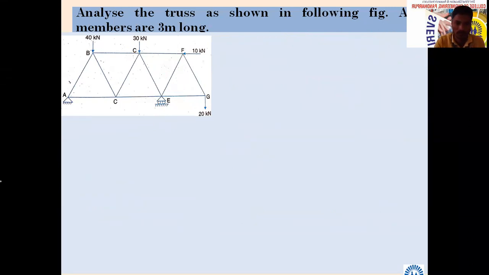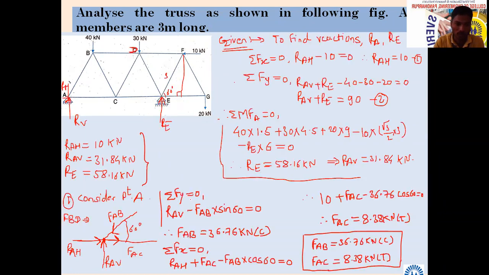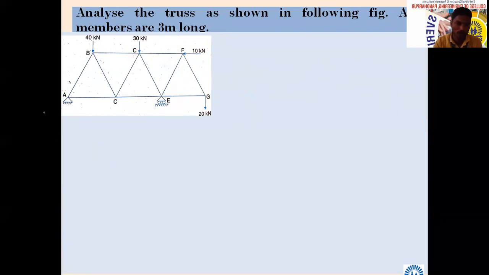Here I will write now. Have you noted down these answers? Okay. I will consider now joint, sorry, joint B. Second, consider joint B. Then the FBD. I will draw the FBD here. FBD stands for what? Free body diagram.